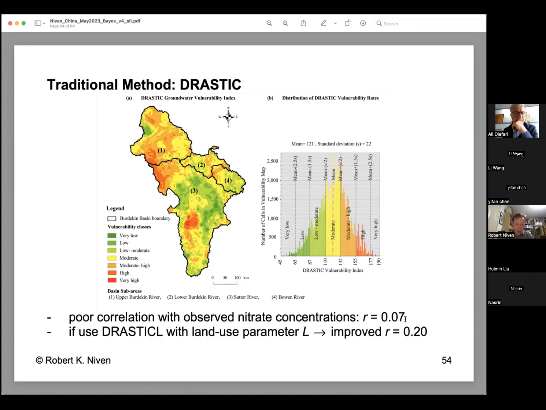There are land use categories that can be assigned across this water catchment. And this information is available from the Australian government in a database. So we can go through the calculations and assemble what we call the DRASTIC-L approach with an extra parameter for the land use. And that gives us an improved correlation, but it's still 0.2. It's not a very strong correlation.